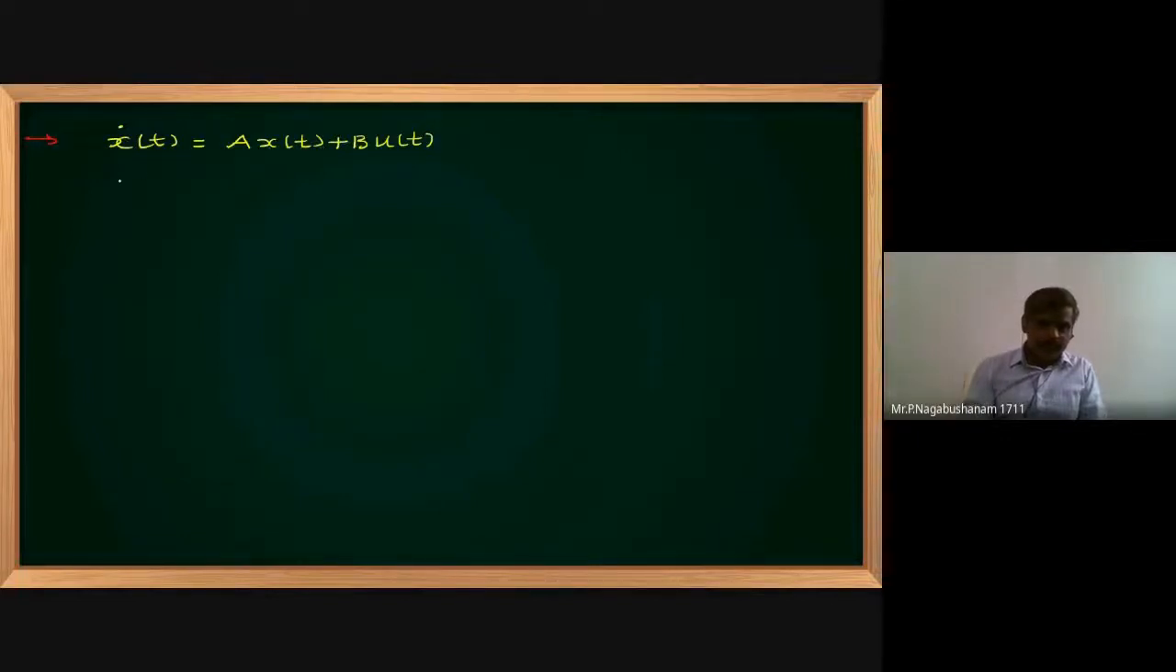Okay. Next one, this is called a state equation. EQ means equation. Second one, y of t equal to C into x of t plus D into u of t. This is called the output equation, because y of t is the output.